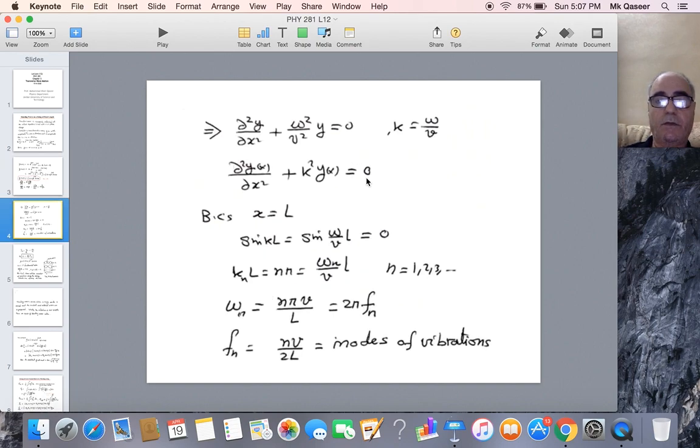The solution for this, we know, is sine kx. Now, for this solution to satisfy the condition at x equals L, sine kL must be 0. In this case, k sub n L is a multiple of pi, where n is 1, 2, 3, etc., an integer. So the frequency of the nth mode is n times v over L. This is in terms of v, this is in terms of the natural frequency.